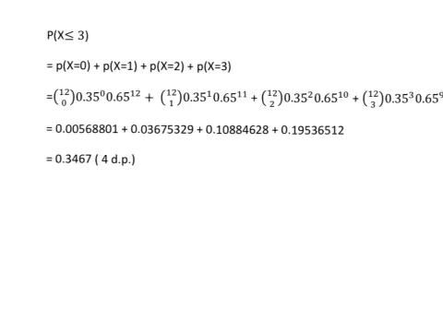So here is the full working for this. So the probability that x is less than or equal to 3 is 0 plus 1 plus 2 plus 3. The probability that x equals 0 is given by that formula, x equals 1 that formula, x equals 2 that formula, x equals 3 that formula. And then you work out each bit separately and you get the answer of 0.3467. So it's not especially hard, but it's obviously time consuming.